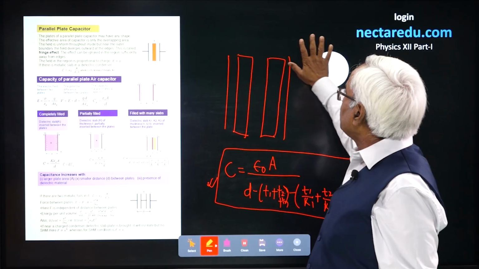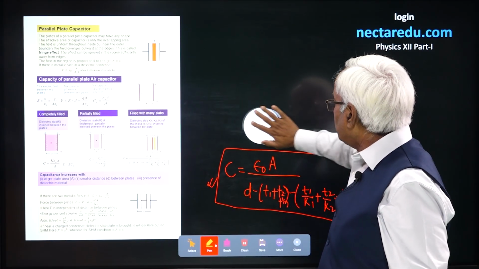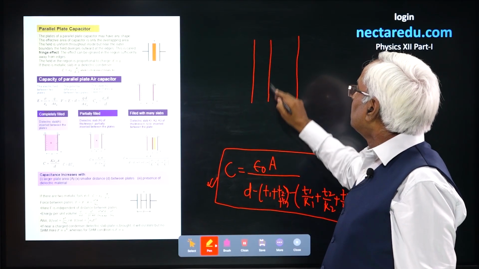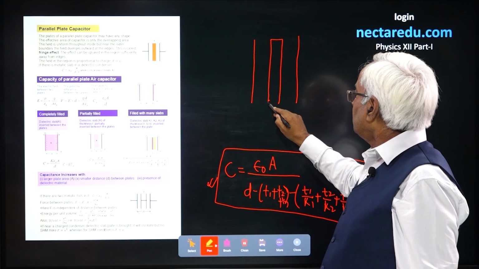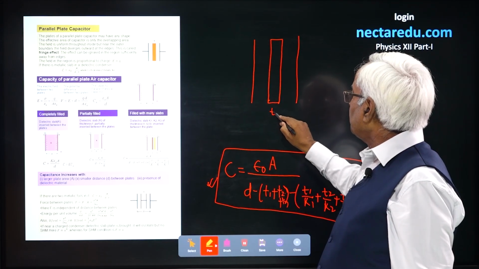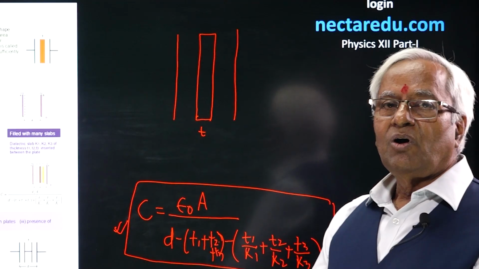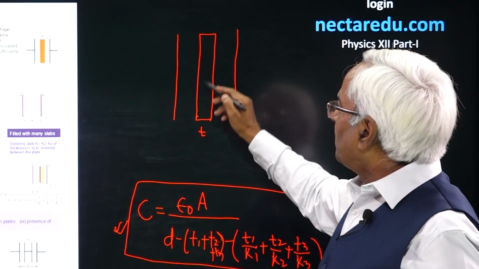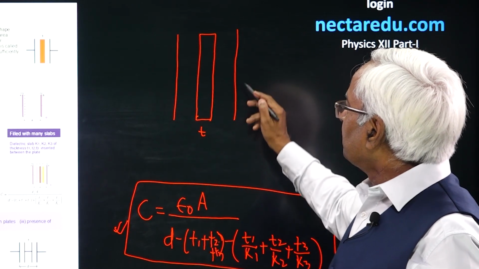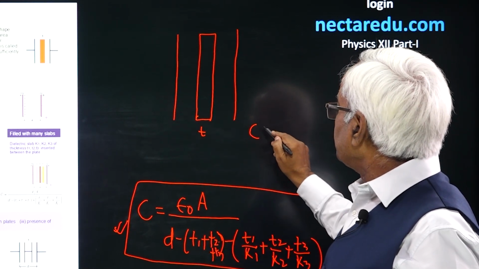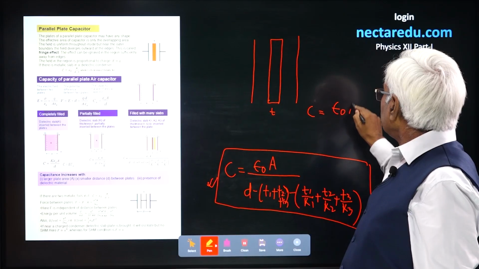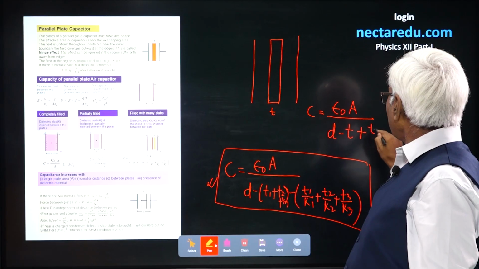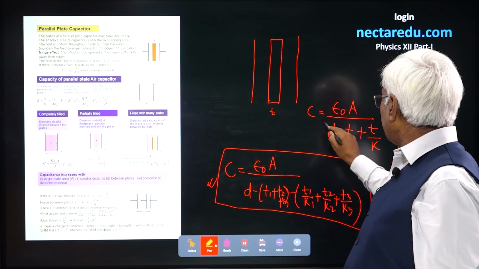Now another thing is we are going to have one metallic slab. This is suppose of thickness T. Then space left for condenser is this only. In that case, capacity is going to be d minus t. You must remember this relation t by k.